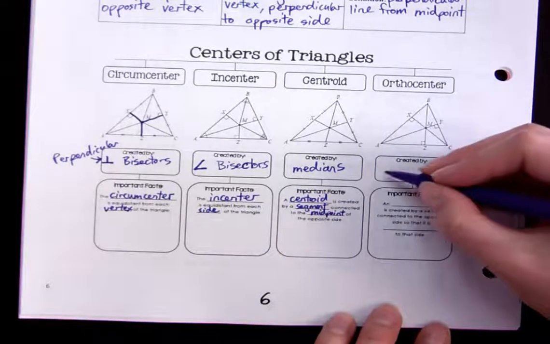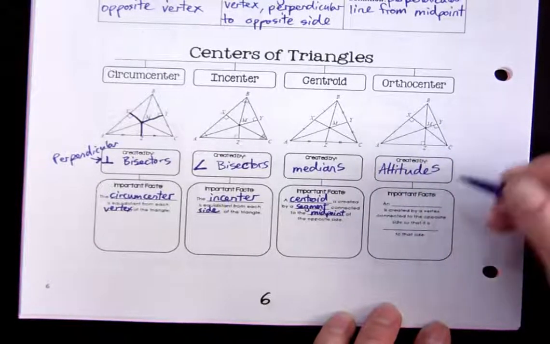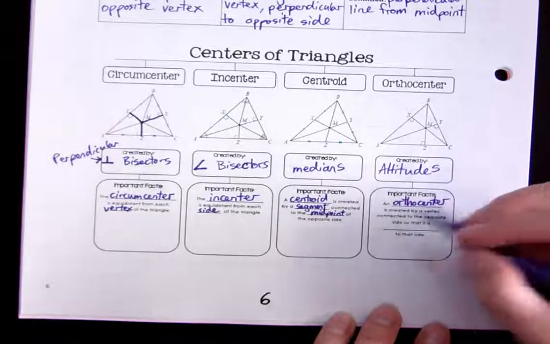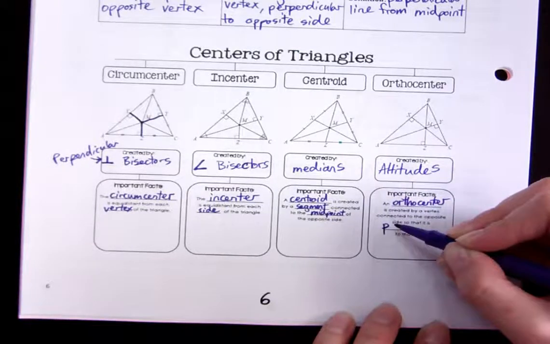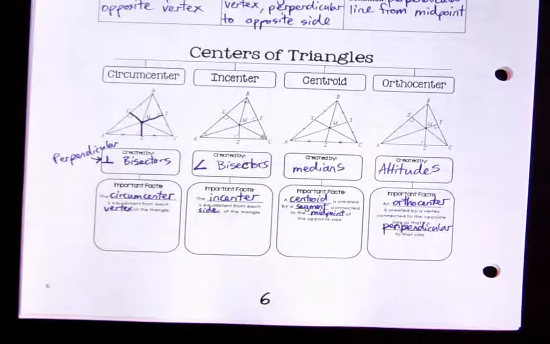Then lastly is our orthocenter. It's created by the altitudes. And it's just created by those perpendicular lines. Sorry, it is always going to be perpendicular, from the opposite vertex. So when you have all that, go ahead and flip over to the next page.